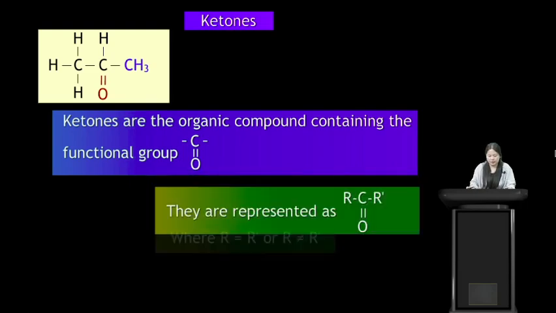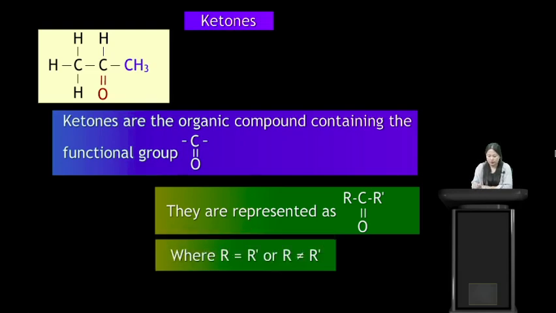They are represented by RCR'. Yes, students, the ketones are represented by RCR' with a C double bond O. So here we have R and R dash. Here R is equal to R, but R is not equal to R dash.